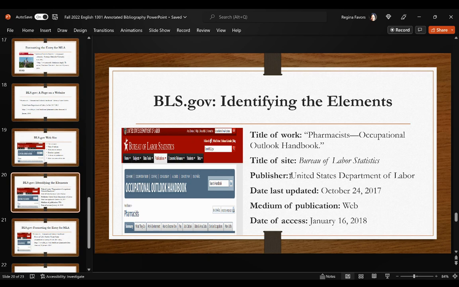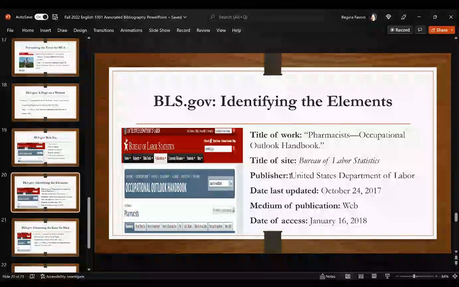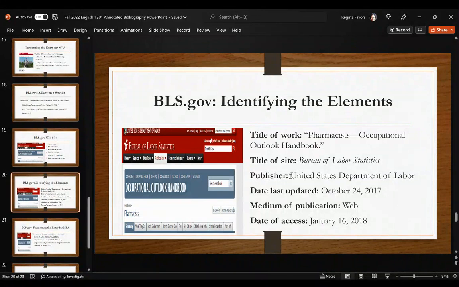And so you see title of work, Pharmacist, Occupational Outlook Handbook, and then title of site will be Bureau of Labor Statistics. Remember, this is Bureau of Labor Statistics under the United States Department of Labor. And then the publisher, of course, is the United States Department of Labor. Date last updated: you will find this information at the bottom of the web page, as well as a recommended citation. It may be a recommended citation in terms of how to format the material on the page. However, it is not MLA formatted, and so you still have to format according to MLA. Medium of publication would be web, which would be the URL, and then the date of access.